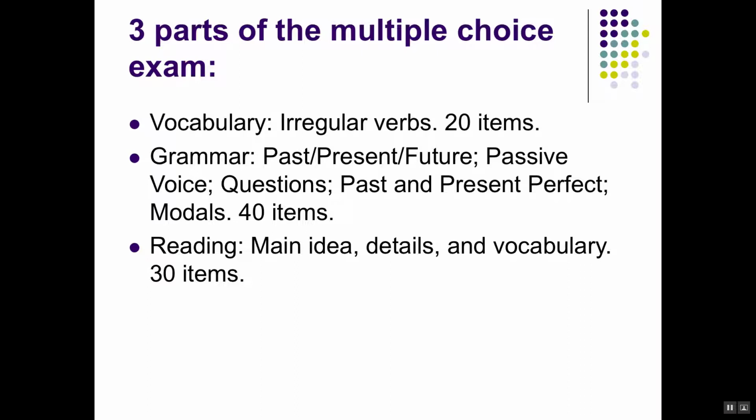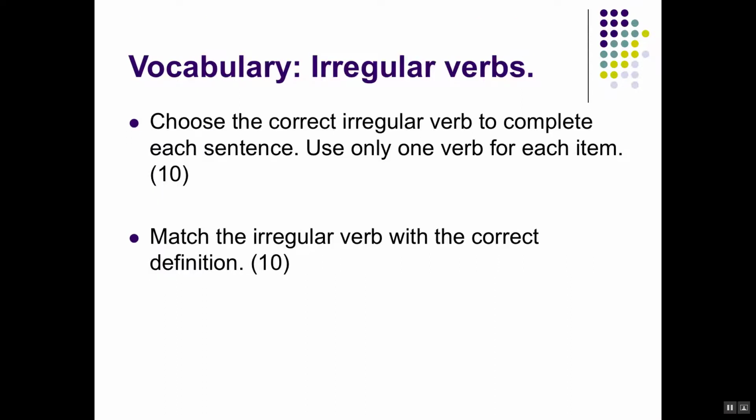Then there's the grammar portion, which has 40 items in it for 40 points. And in this section, we'll cover past, present, future, passive voice, questions, past and present perfect, and modals. In the final section, reading, there will be 2 new readings where you'll need to identify the main idea and details and be able to understand vocabulary in context. There are 30 items in this section.